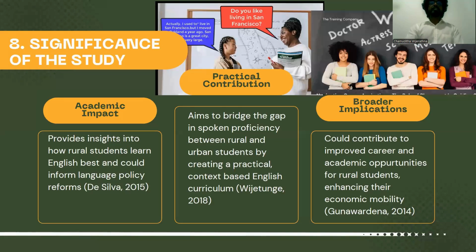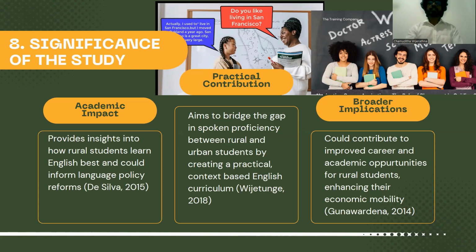So this is the significance of the study, right? This research has three layers of significance. First one is academic impact. It contributes to the literature on effective English teaching strategies, especially for rural contexts. Findings could inform education policy reforms according to De Silva 2015.